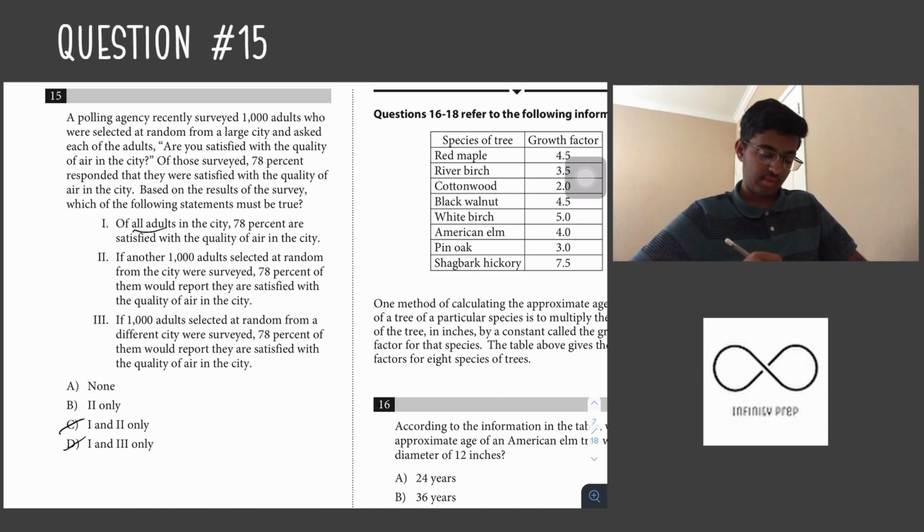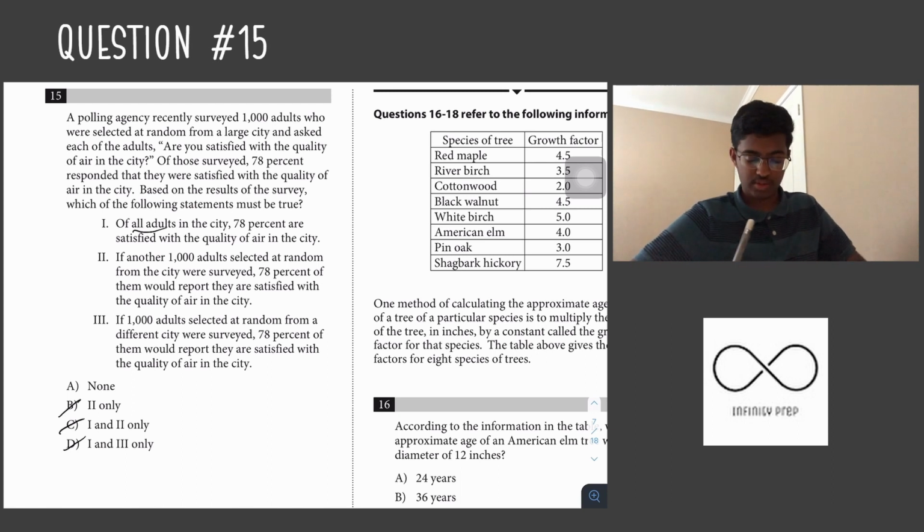Number 2, if another 1,000 adults selected at random from the city were surveyed, 78% of them would report they're satisfied with the quality of the air in the city. This also isn't true, because the results from samples can vary, and even if the percentage may be close to 78%, it won't be exactly 78% most of the time. So 2 also can't be right, which crosses off answer choice B.